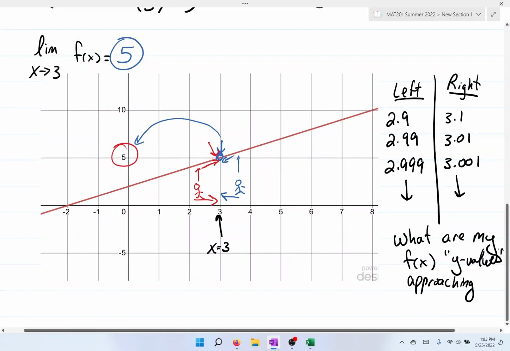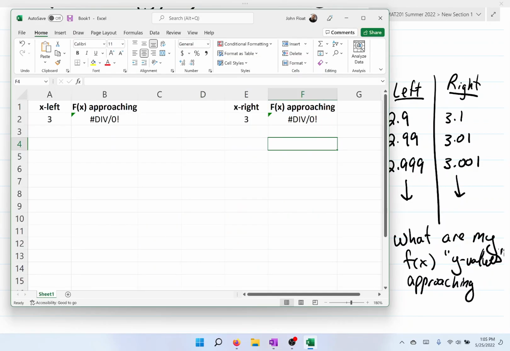All right, now just to convince us that the answer is actually 5, I went ahead, paused the video, and I'm going to create a little Excel spreadsheet. So in the first 2 columns, I have x on the left-hand side, and f of x is approaching. And then over here on the far right side, it's going to say x on the right-hand side, so I'm approaching from the right-hand side, and f of x is approaching what values there. Now, currently, I have, for the x left and the x right, x equals 3, which we know is undefined. In fact, Excel is telling us cannot divide by 0, all right?